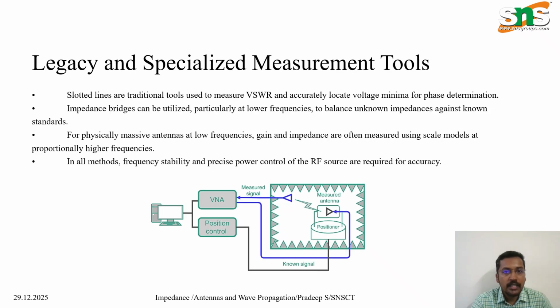Traditional tools such as slotted lines and impedance bridges are still used in some applications, especially at lower frequencies. Slotted lines help locate voltage minima, while impedance bridges compare unknown impedance with known standards. For very large antennas operating at low frequencies, scale models are often used for practical measurements.